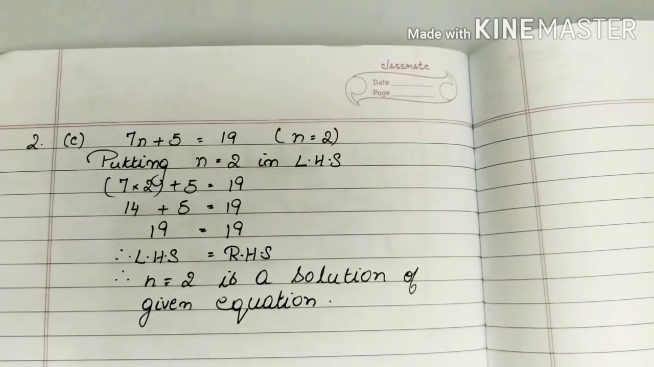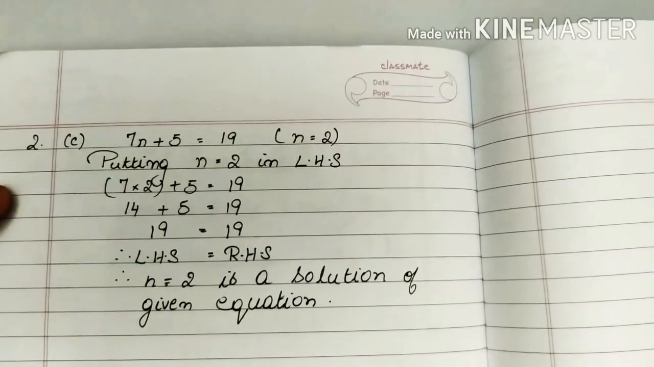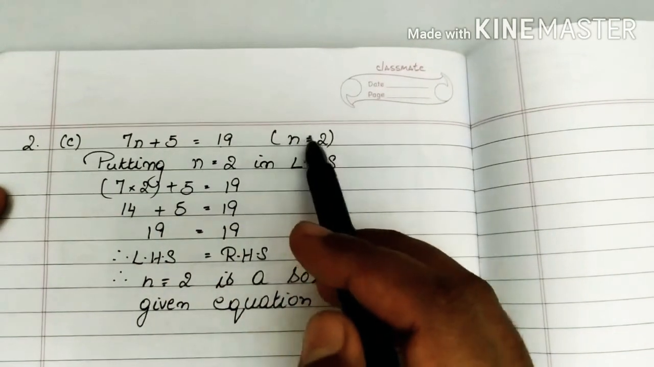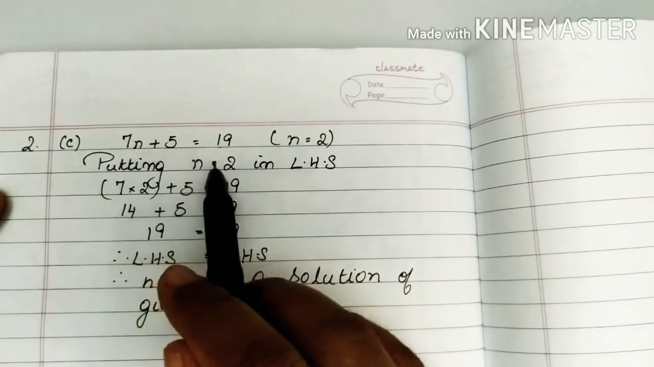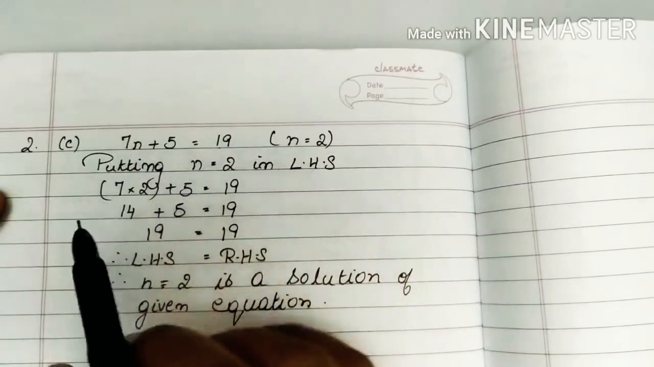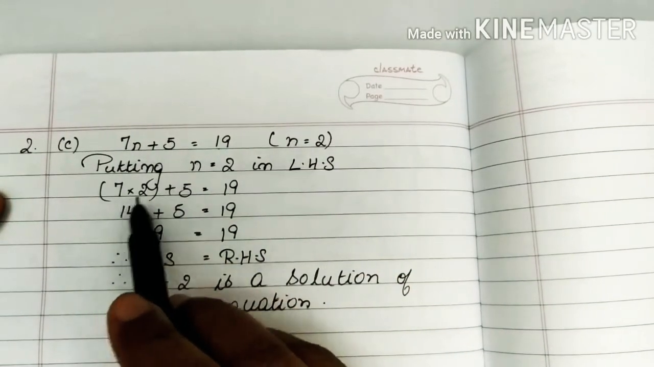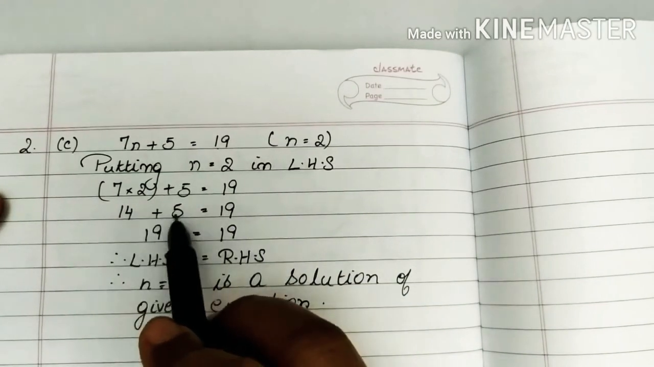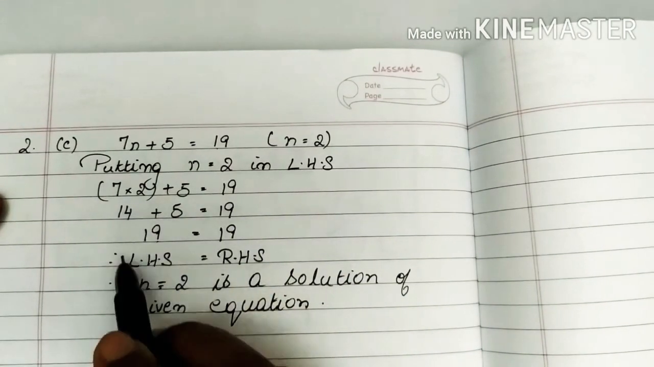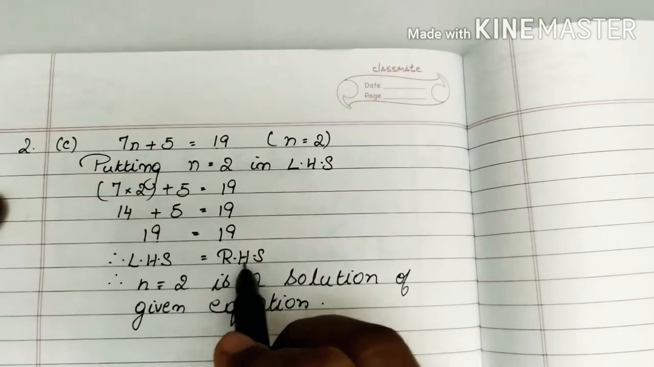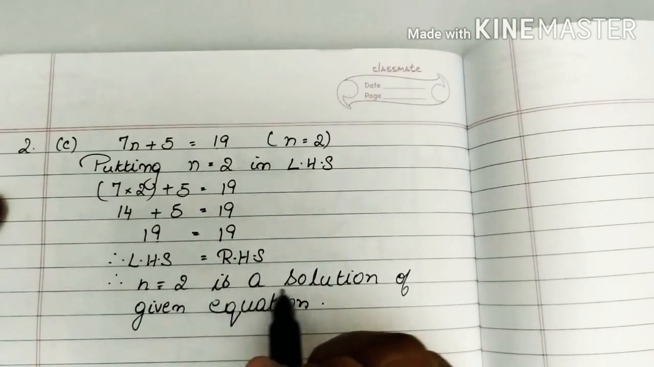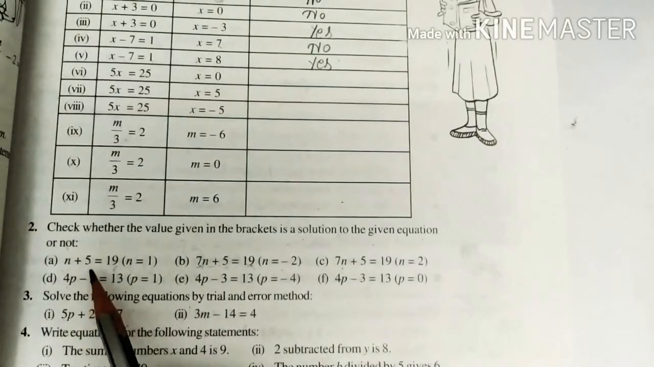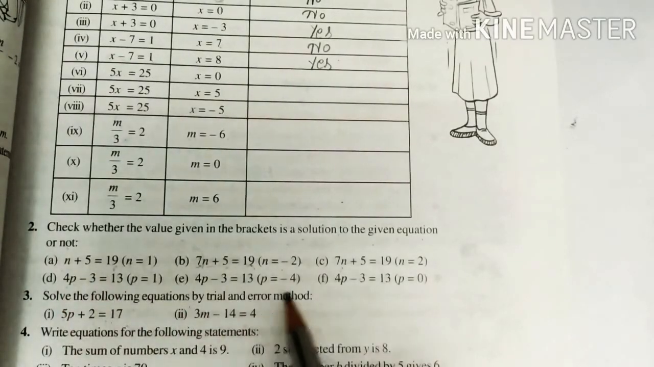Let's see the solution of the second question, C part. Here it was given that 7n plus 5 is equal to 19 and n is equal to 2. So putting n is equal to 2 in the LHS, right? Then 7 into 2 plus 5. So firstly we'll multiply. Plus 5 is equal to 19 or not. 14 plus 5, that is equal to 19. So therefore LHS is equal to RHS. n is equal to 2 is the solution of the given equation, right? Similarly you can do the other questions of the second part, right?